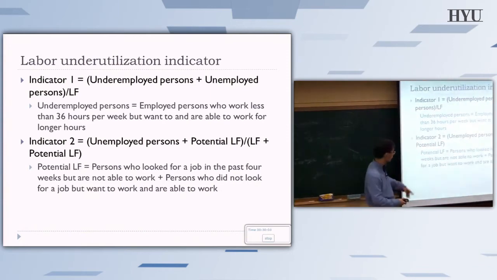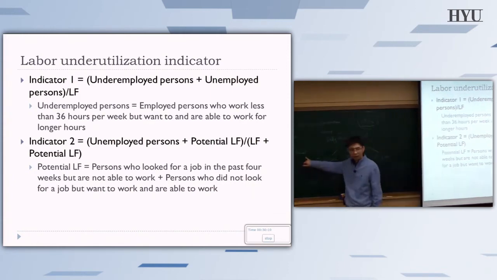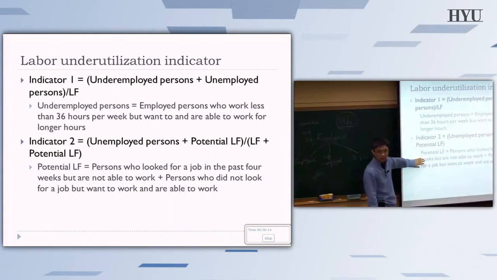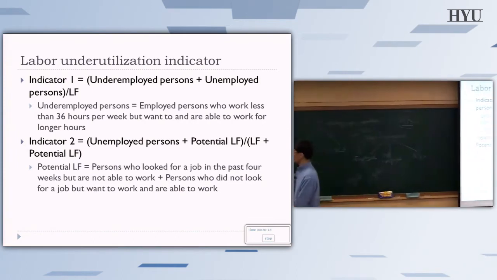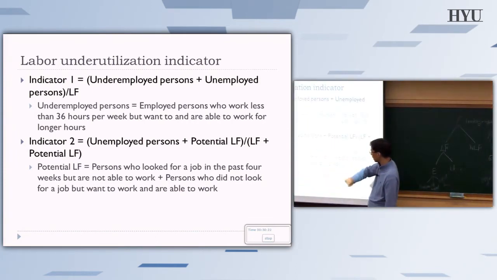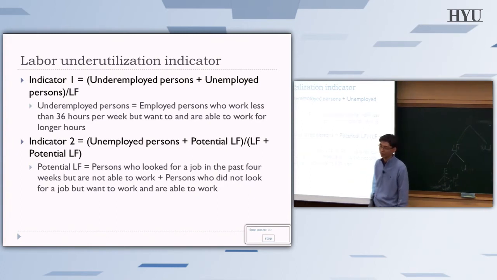Then those people are not unemployed, by the definition of unemployed. This person is actually not in the labor force. But here in the potential LF, we include them. So it includes persons who looked for a job in the past but are not able to work, plus persons who did not look for a job but want to work and are able to work. This person wants to work and is able to work but did not actually look for a job. It's strange, but it happens.